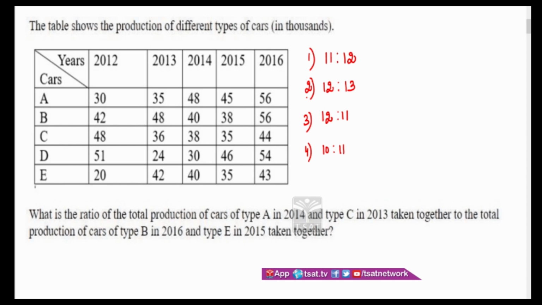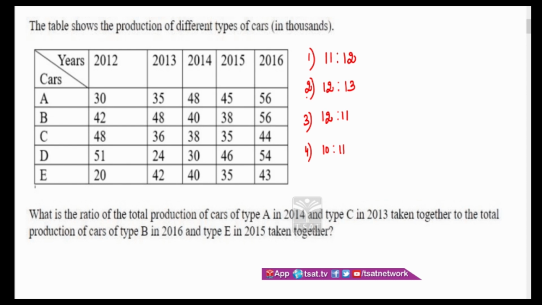If you ask me about 2012, type A cards produced, in 2012 there are 30 cards produced by type A. So if I highlight here, these are 30 cards produced by type A in 2012. 42 cards produced by type B, 48 cards produced by type C, D 51 and E 20,000 cards produced in 2012. So this is how you have to look at the data. It's very simple in a tabular graph to look at the data, but you have to be very careful when it comes to number of years.